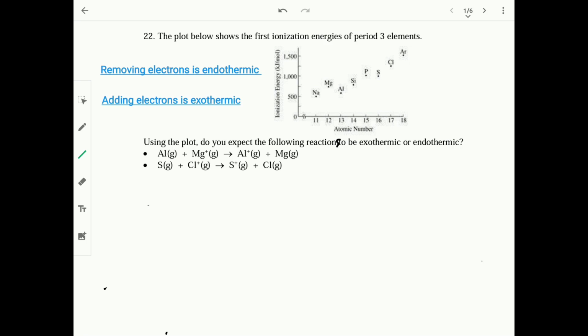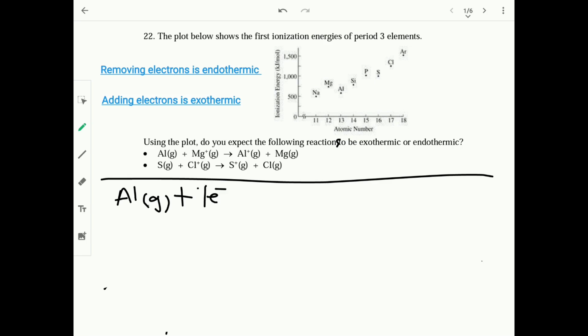Okay, let's solve it together. For the first one, I'll write the half reactions of what's going on so we can visualize it better. So for the first one, we'll do Al gas plus ionization energy 1, to give Al plus gas plus 1 electron. Because if you are removing an electron, that's endothermic, and if it's endothermic, you're absorbing energy, so it has to be on the left side, and adding electrons is exothermic. So here you can see that it is endothermic.